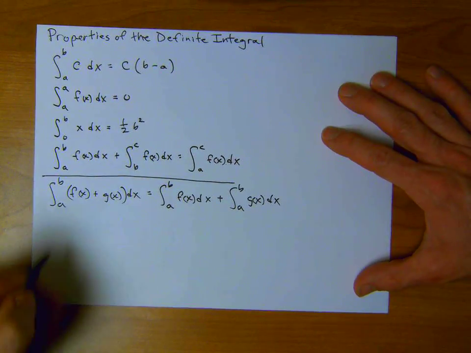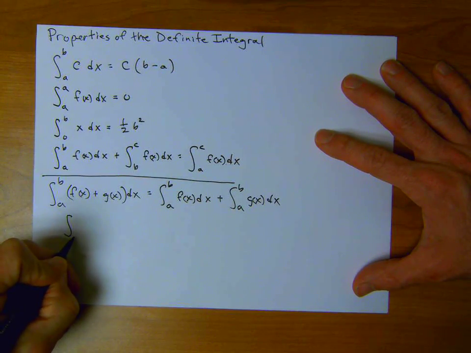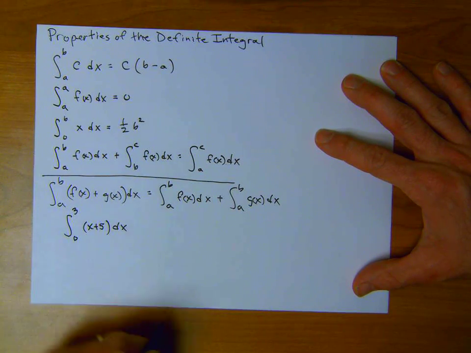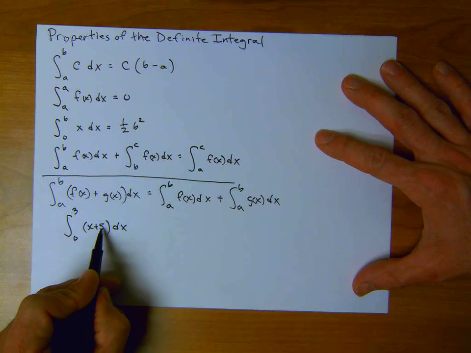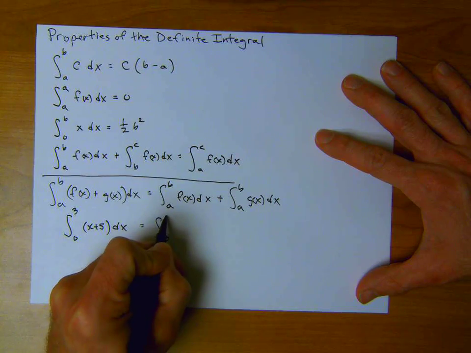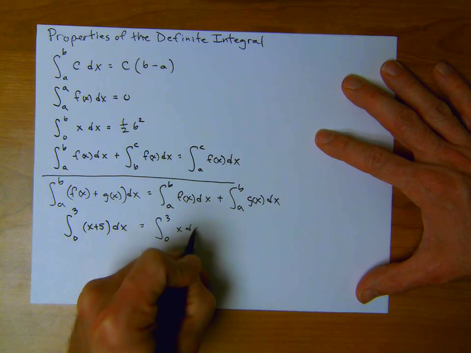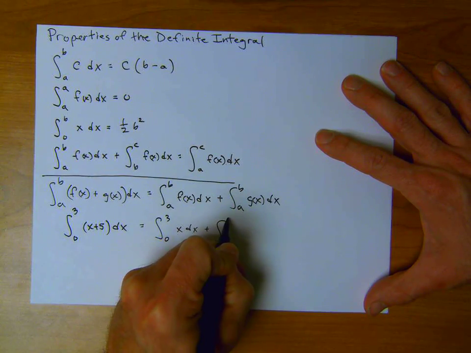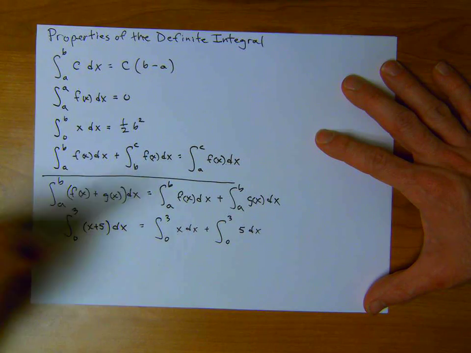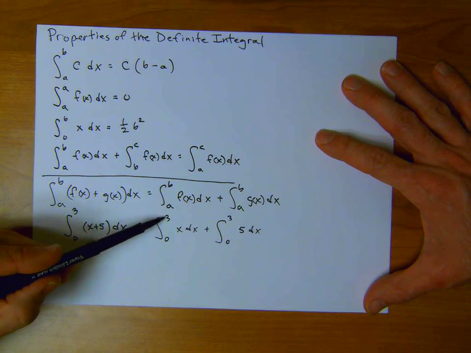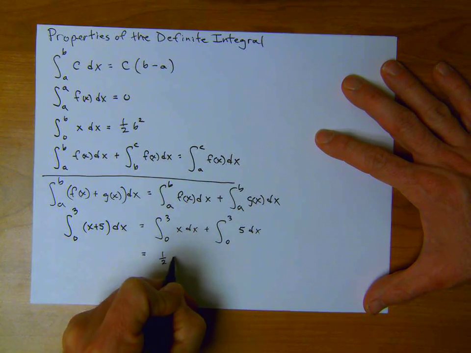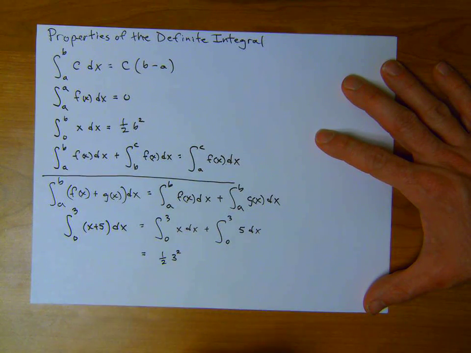Let me just give you a quick example. So if we take the integral from 0 to 3 of x plus 5, all right, so we can think of x as our f and the function y equals 5 as our g, then that is the same as the integral from 0 to 3 of x dx plus the integral from 0 to 3 of 5 dx. Now I'm going to use my properties up here. So for the first one, I use this property here. So 3 is my b. So this is going to be 1/2 times 3 squared.